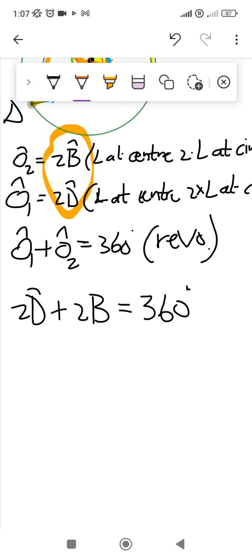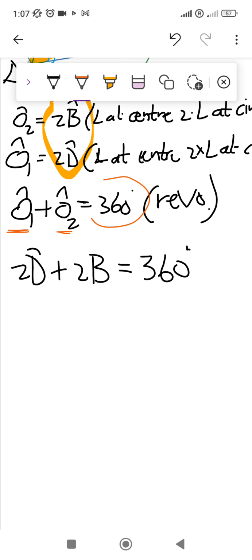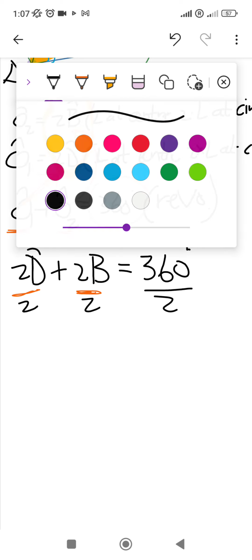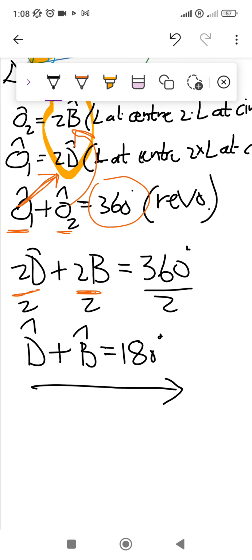Okay, so let's just take a second to talk about what we said now. We said O1 plus O2. When you look at the picture, O1 and O2 make a full revolution, so they have to be 360 degrees, right? However, we know that O1 is 2D, so we fold that in there. We know O2 is 2B, we fold that in there. Great. Now we're going to say there's a common factor of 2. So let's divide everything by 2. And now we'll see that angle D plus angle B have to equal 180 degrees, right? And that is our theorem 5.